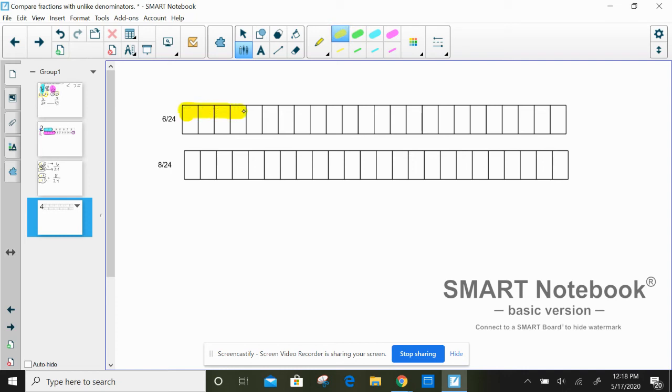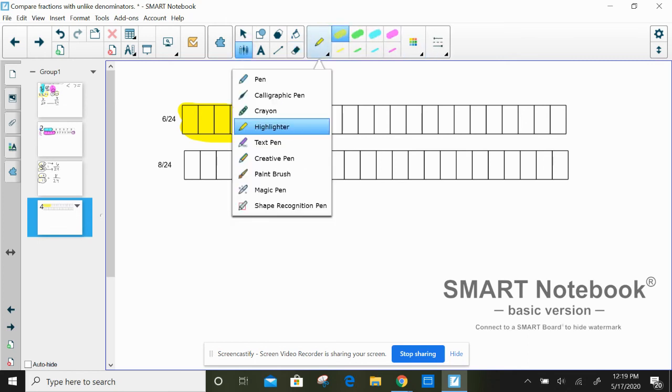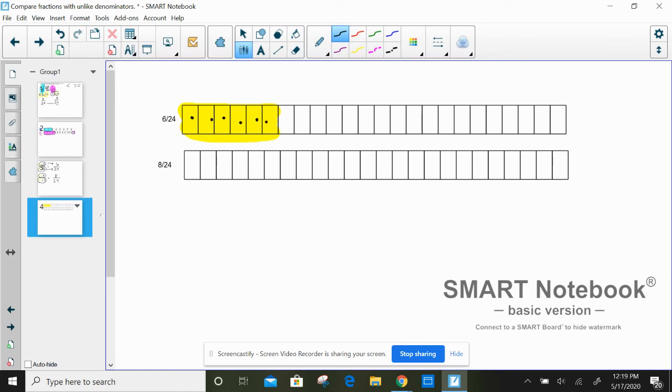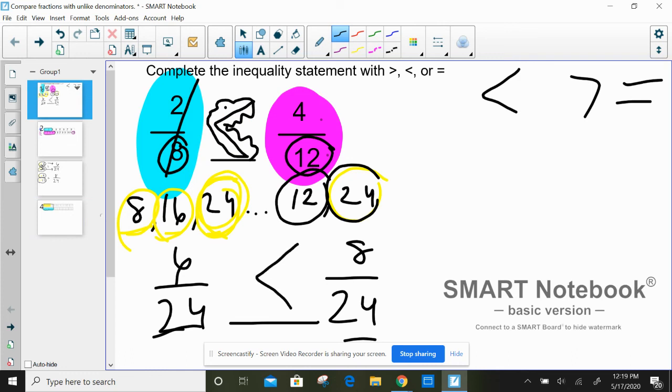So 1, 2, 3, 4, 5, 6. I went over a little into my 7 there, but I'll erase it a bit. Okay, so let's just double check really fast. 1, 2, 3, 4, 5, 6. Okay, now down below here, I'm going to shade in 8. 1, 2, 3, 4, 5, 6, 7, 8. Okay? So now it's super easy to tell because look, we have the exact same number of boxes, 24 in both, and it's super obvious that 8 24ths is more, plus we just know 8 is more than 6, right? Okay, so that means that 8 24ths is bigger than 6 24ths.